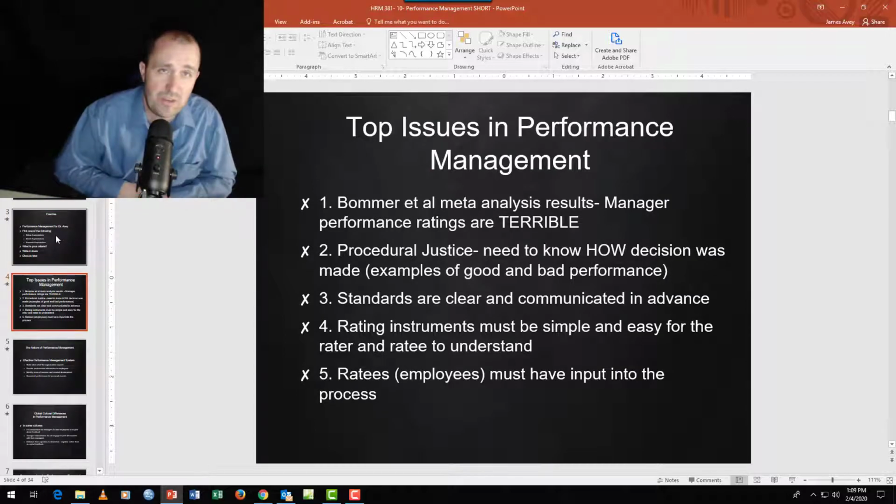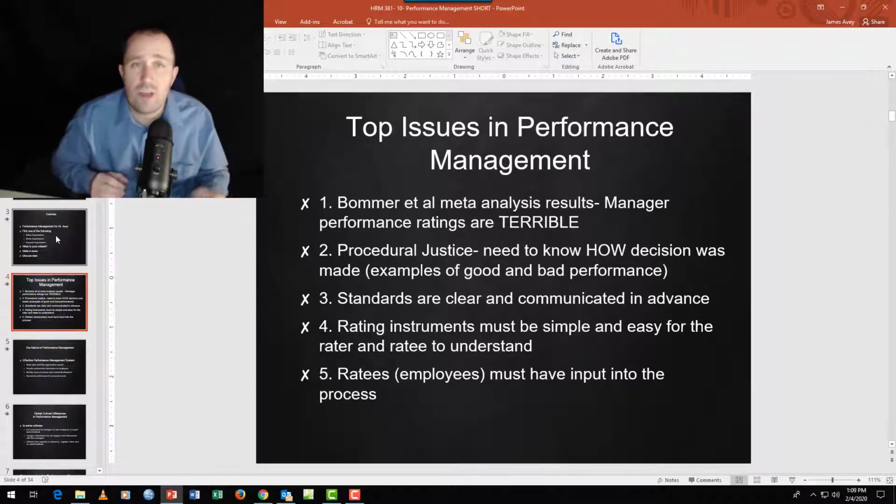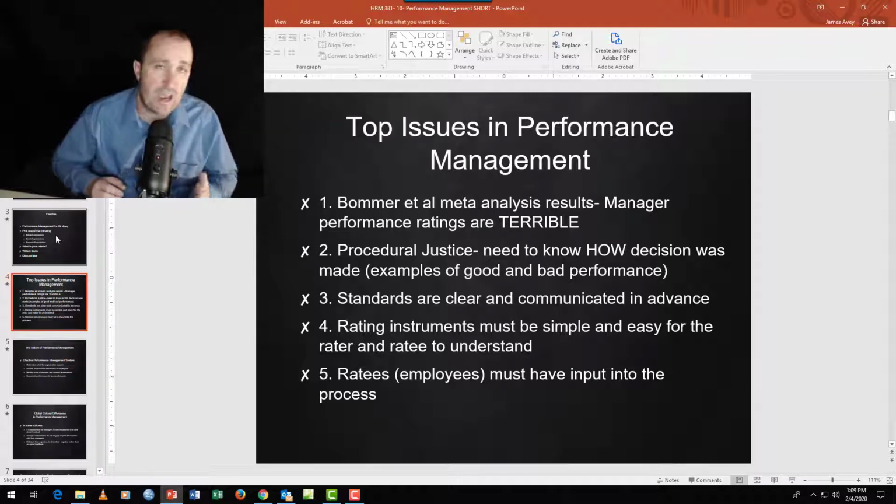The major issue that we see in this whole discipline of performance management has to do with error. So there's these guys that have done what's called a meta-analysis.